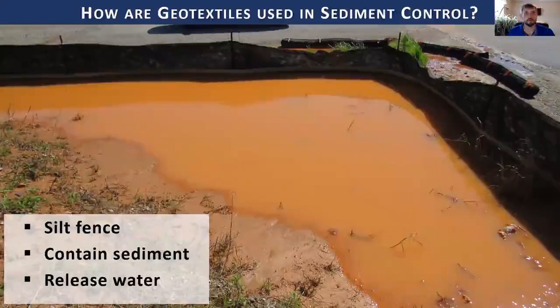So, first of all, how are geotextiles used in sediment control? These are typically implemented in silt fence installations. This can be done many different ways, but the overall intent is for the geotextile fabric to be installed vertically, and eventually we want it to contain sediment and release stormwater. So it'll impound sediment-laden flows, allow soil particles to fall out of suspension, and then slowly release water over time. This is what we intended to do. However, this is not always what happens.